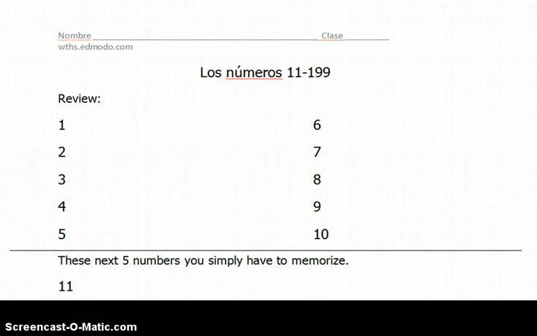Hola clase! Today you're going to learn the numbers 11 through 199. First you need to review numbers 1 through 10. So pause the video and write out each of these numbers 1 through 10 as a word. If you need help, page 16 in your textbook has these words.